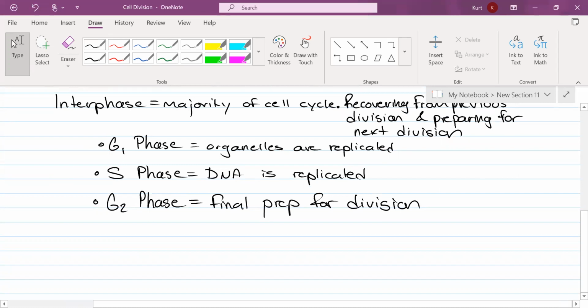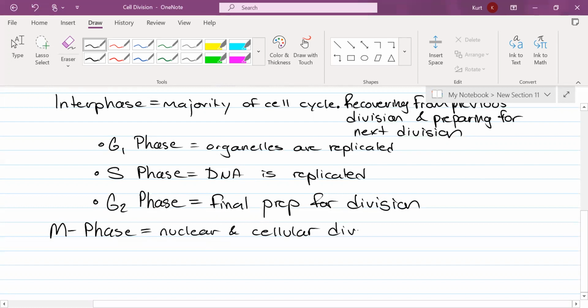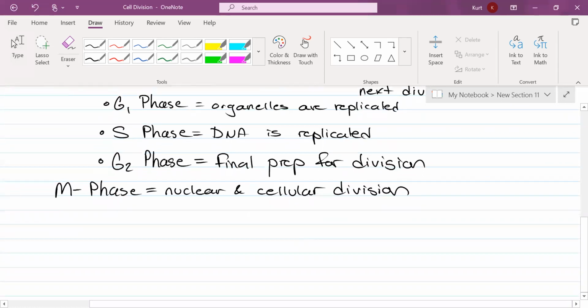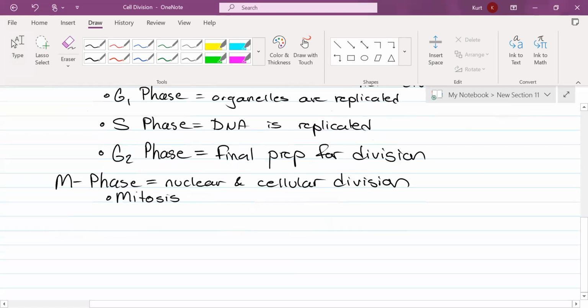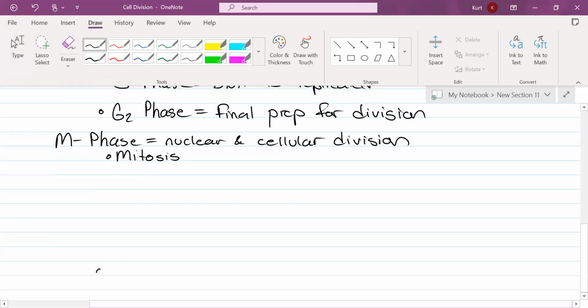The minority of the cell cycle is called M phase. M phase is actually nuclear and cellular division. It's just so we're all clear. When I say nuclear, I don't mean radioactive. When I say nuclear, I mean the nucleus is dividing. M phase is divided into two portions. Mitosis, which I'm sure you've all heard before, and cytokinesis.